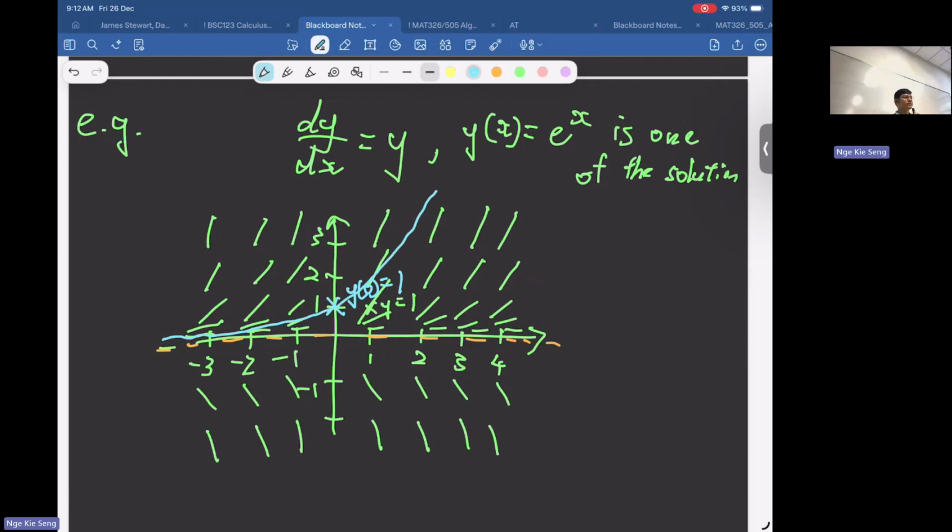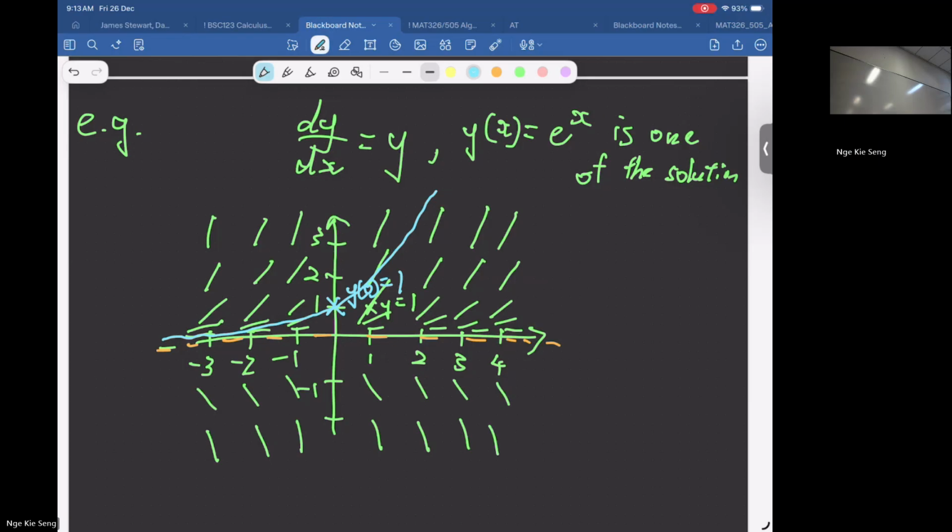Do you see it or not? This also matches the description that we had for e to the x. Last time we said e to the x has gradient 1 at the point (0, 1). dy over dx equals y, and at (0, 1), y is 1. So dy over dx is 1.